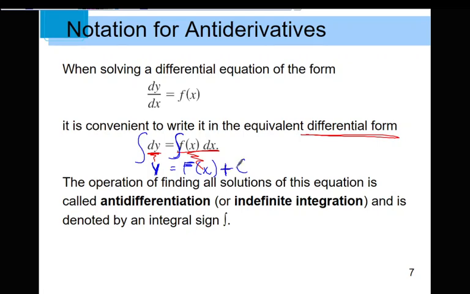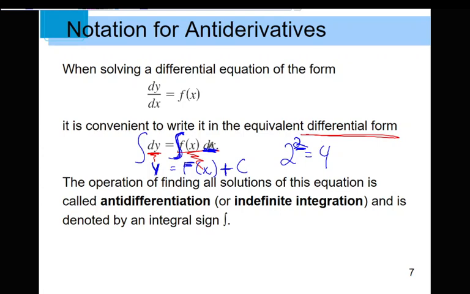One of the questions my kids always ask me is, where did the dx go? Well, the dx is part of this operation. If the dx was not there, we couldn't take the integral. It's actually part of the operation. It'd be like saying, 2 squared is 4, so where did this 2 go? That's the operation. You square it and it goes away. So the dx is part of the operation of taking the antiderivative.